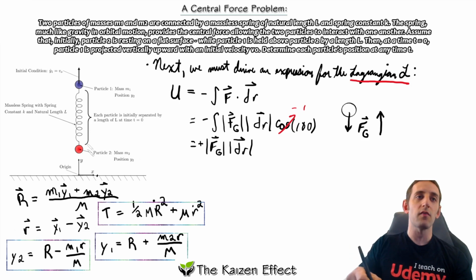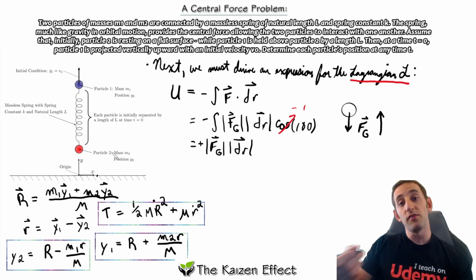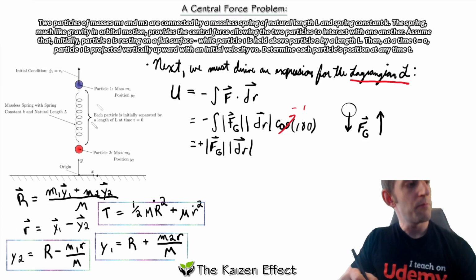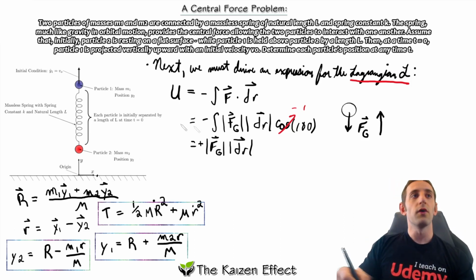So both of these guys, as long as they stay above the origin, which is true because they cannot go under the ground, we're going to have a positive potential energy for these guys, okay?